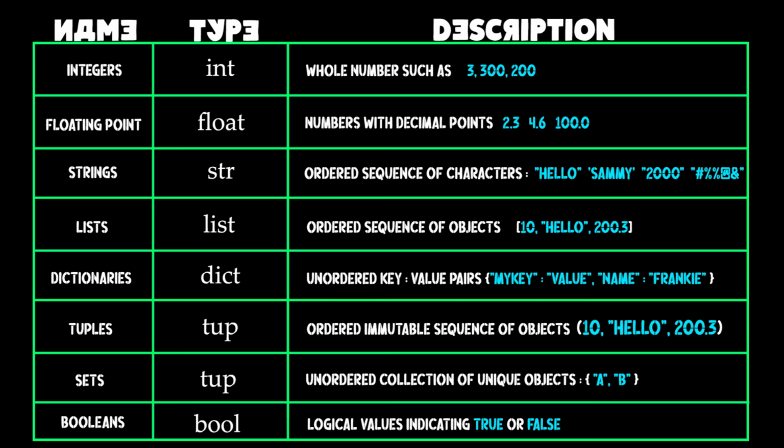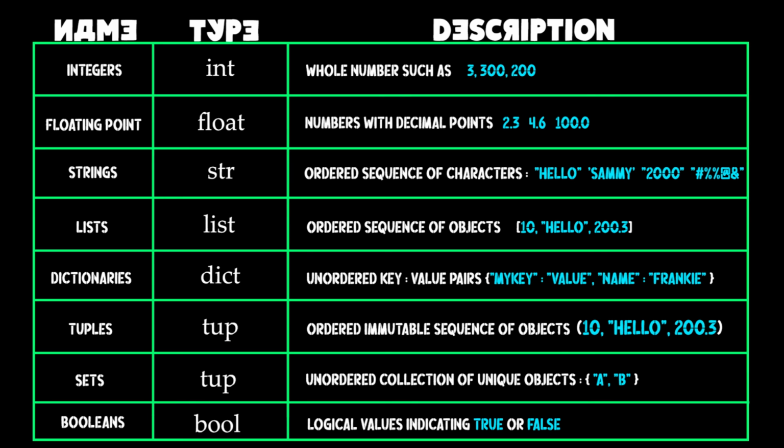Then we have tuples, an ordered immutable sequence of objects. The difference between a list and a tuple is that although both are ordered sequences of objects, in tuples we have an immutable sequence. We will discuss this immutability in a later video in great detail, but right now just understand that a list starts with square brackets while a tuple starts with round brackets, and both can store integers, strings, and every kind of data type.